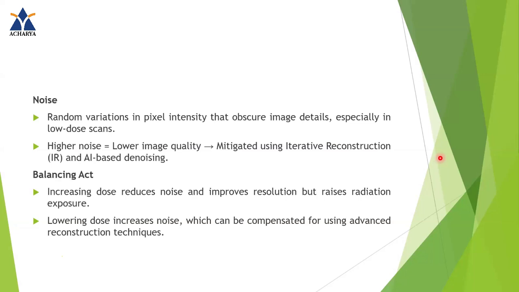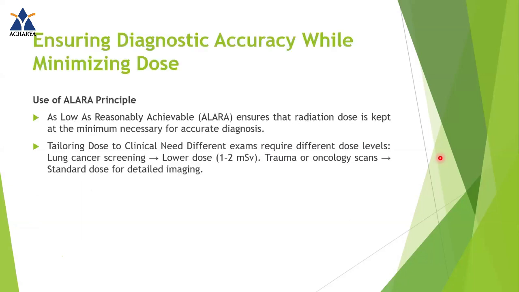So how it can be balanced: increasing the dose will reduce the noise and increase the resolution. But we always have to make sure that when we increase the radiation dose, enough diagnostic information is obtained, not just to get the maximum resolution and contrast resolution and reduce the noise. Only until the image diagnostic accuracy is maintained, only that much radiation dose can be increased. Lowering the radiation dose always increases the noise, which can be compensated by advanced reconstruction techniques. So that is how diagnostic accuracy is maintained.